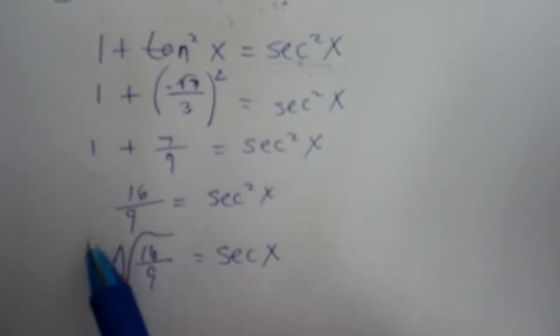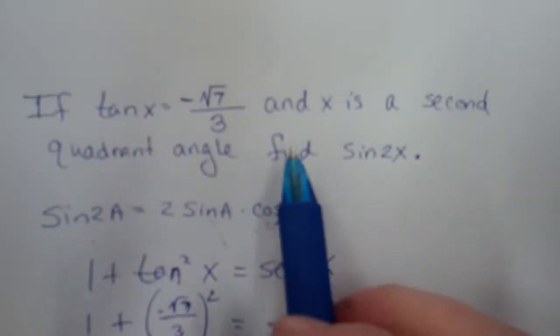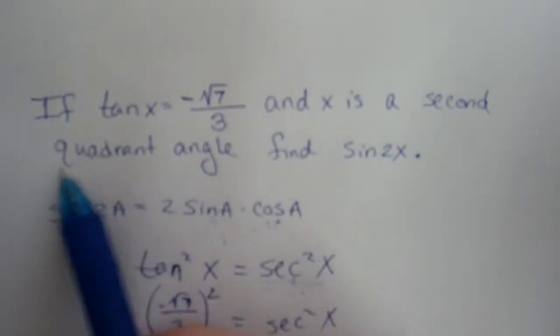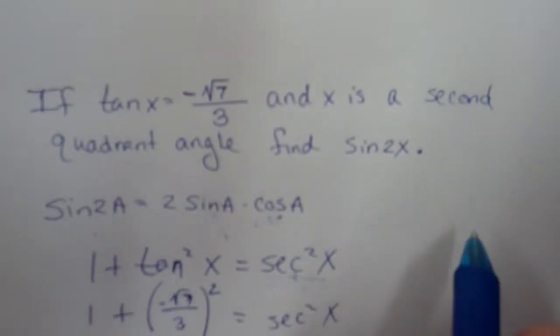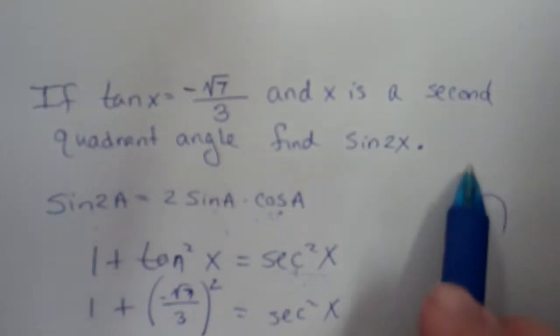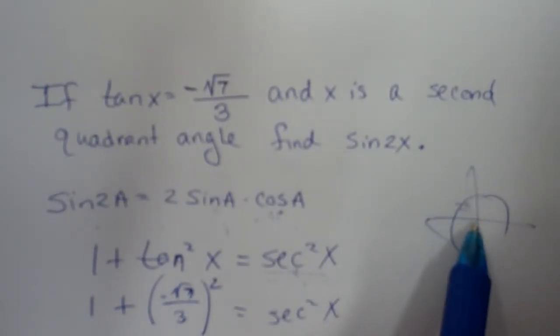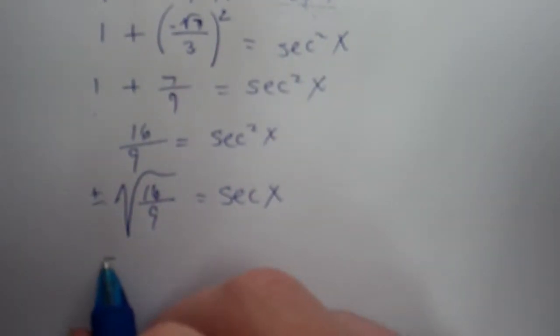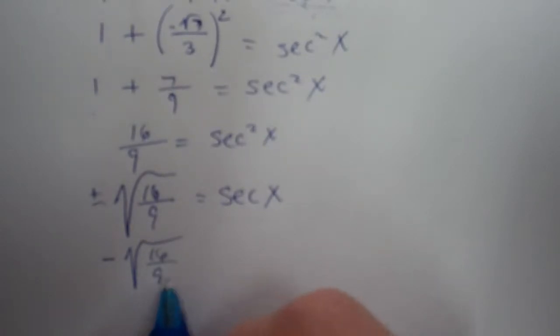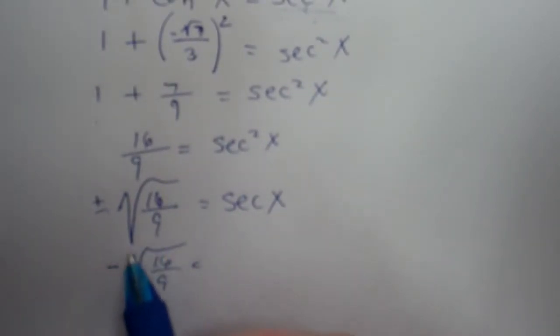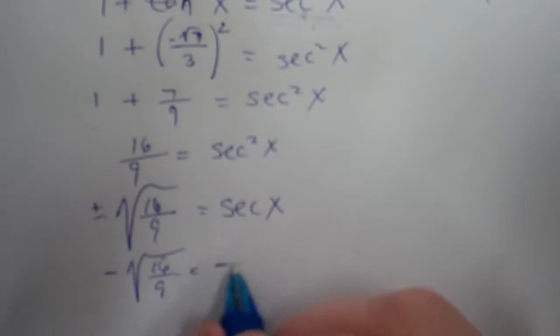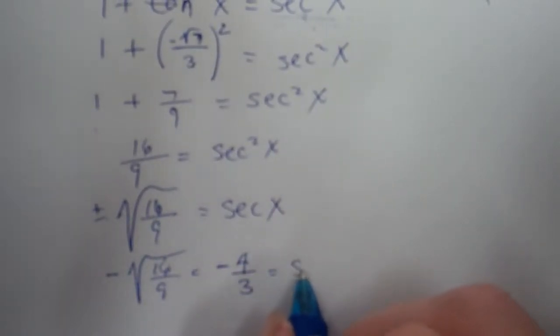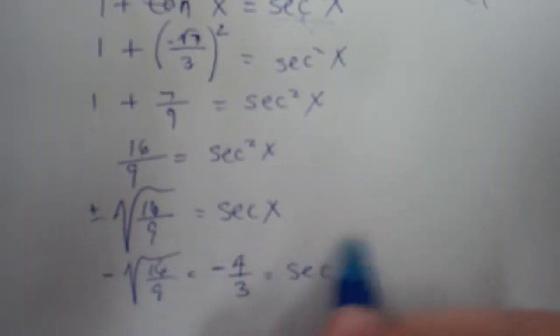Now, which is the correct sign here? S-I-G-N. Is this a plus or a minus? Well, it says over here that this is a second quadrant angle. And when you're in the second quadrant, all of the x values are negative, which means that the cosine is negative, which means that the secant is negative. So this is actually a negative radical 16 over 9. Negative radical 16 over 9 is just negative 4/3. That is our secant of x.